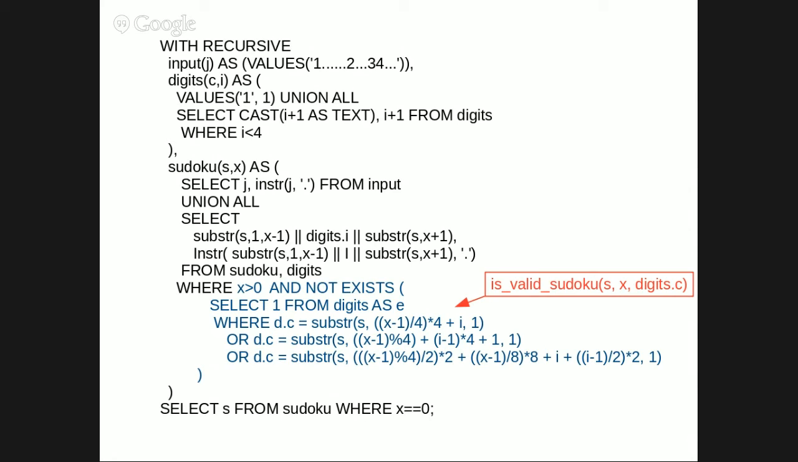So yeah, it's really got three cases. The first case is looking to see if there are two numbers that are the same on the same row, and then it's looking at two numbers the same on the same column, and then two numbers the same in the same block.